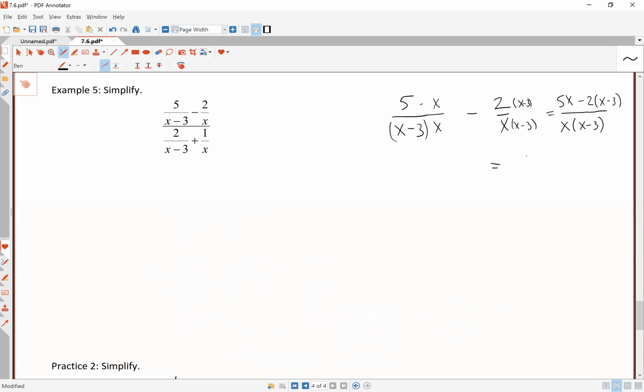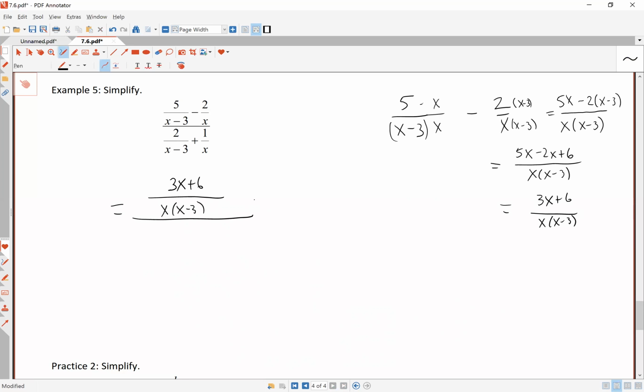Now, as a single fraction, that's going to be 5x minus 2x plus 6 over x times x minus 3, which gives us 3x plus 6 over x times x minus 3. Put that back in there. Now my denominator is 2 over x minus 3 plus 1 over x. And their common denominator is x times x minus 3.